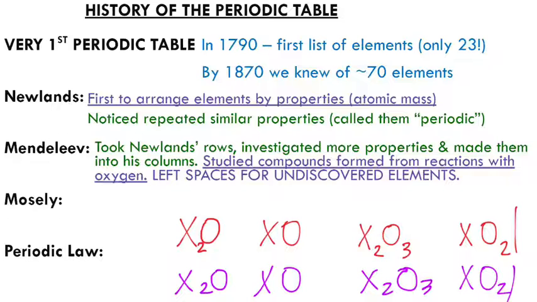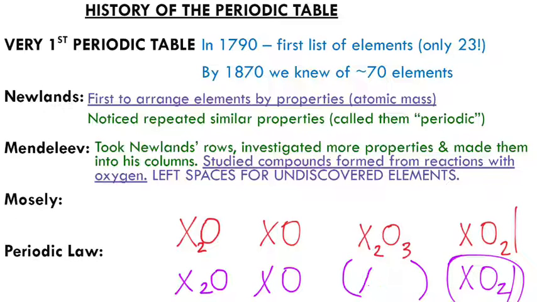Well, he noticed that his pattern seemed perfect for rows and rows and rows, and then all of a sudden, his pattern would go from an element that bonds 1-to-1 with oxygen to an element that bonds in a 1-to-2 ratio with oxygen. And there was no element that bonded in a 2-to-3 ratio with oxygen.